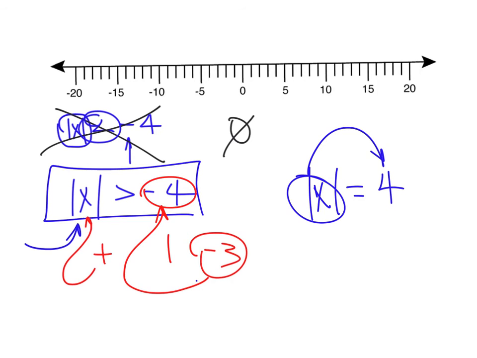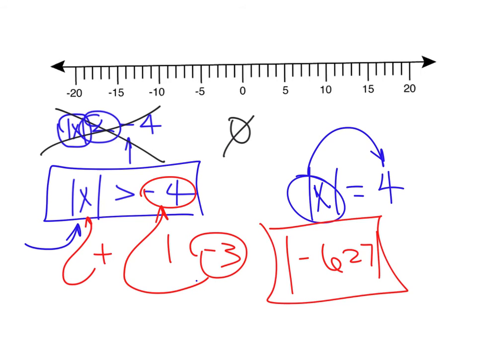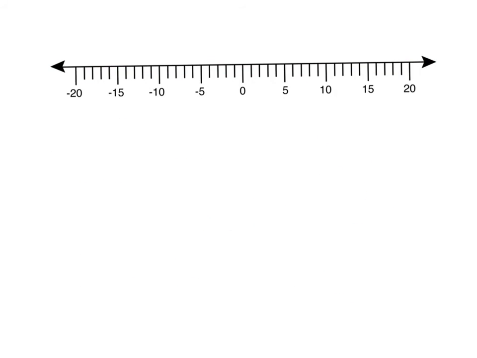Yes. What if I put negative 627 in there? Is the absolute value of negative 627 a positive number? Yes, and every positive number is bigger than negative 4. So the answer to this would be everything on the number line. The absolute value is going to be bigger than negative 4. Why? Because of the negative sign. Because the absolute value of any number is positive, and any positive number is bigger than any negative number. Okay, so even though that seems kind of tricky, that's where the answer comes from.